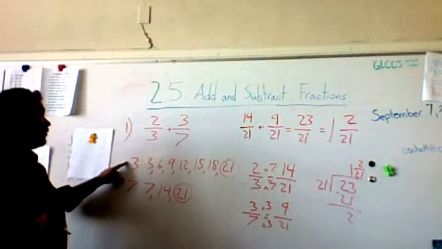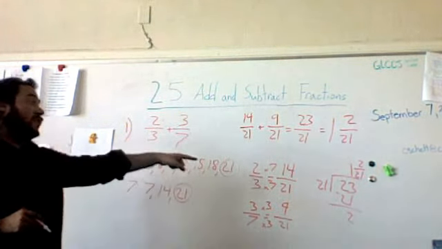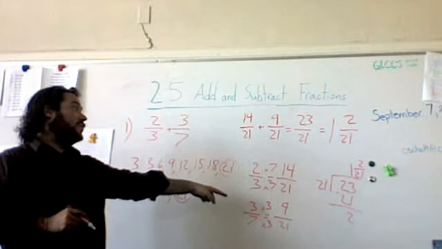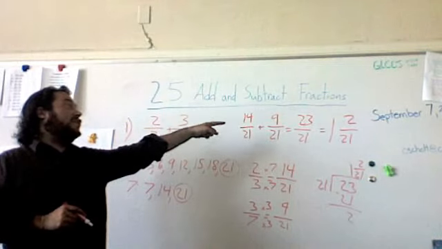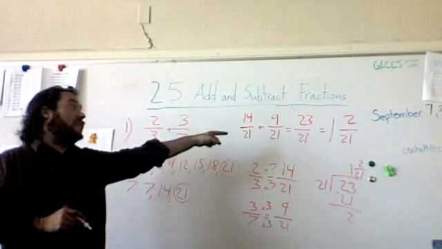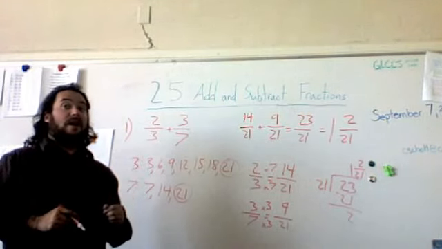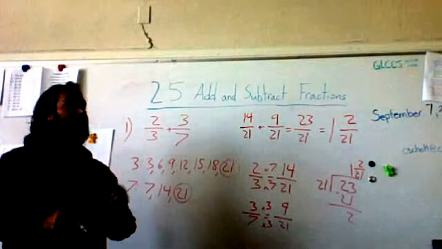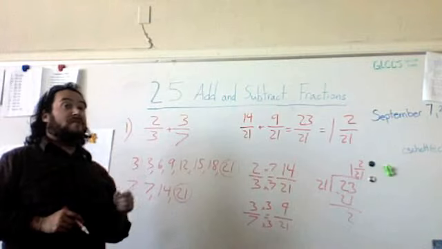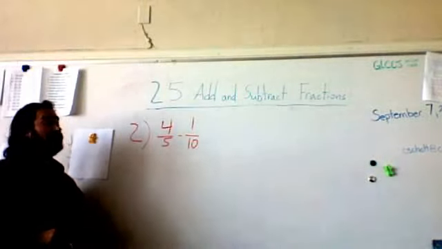We found our least common multiple, our least common denominator, which was 21. We found our equivalent fractions, which were 14 21ths and 9 21ths. We added them together and got 23 21ths, and then converted our fraction into a mixed number, 1 and 2 21ths. If you got that right, great job. If not, go back, look at my work, look at your work, and see if you can find where you made a mistake.